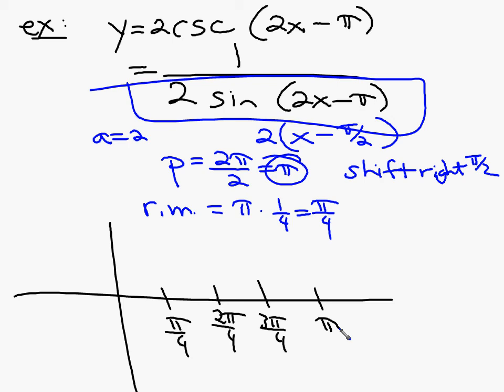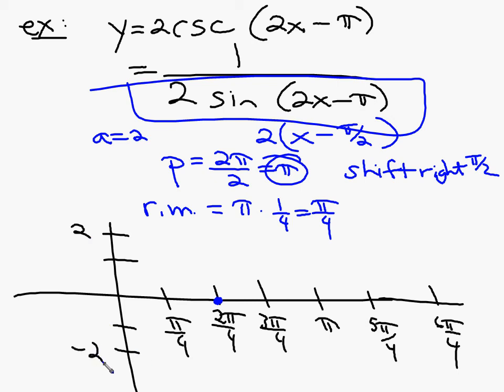But it is shifted to the right pi halves. So I'm really going to start right here with my graph of sine. So I need a couple road markers: 5 pi fourths, 6 pi fourths. So my graph of sine, now let's see, my amplitude is 2. My graph of sine will be like this. I'm going to have dots there, there, there, and there. Okay, and I could keep coming this way.